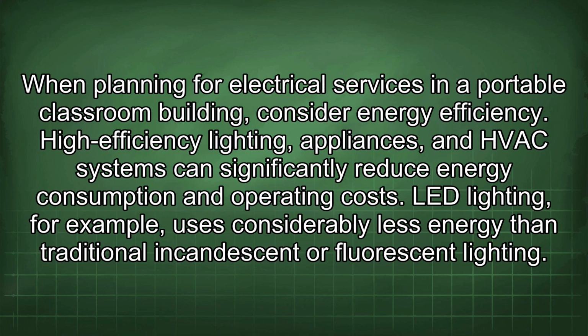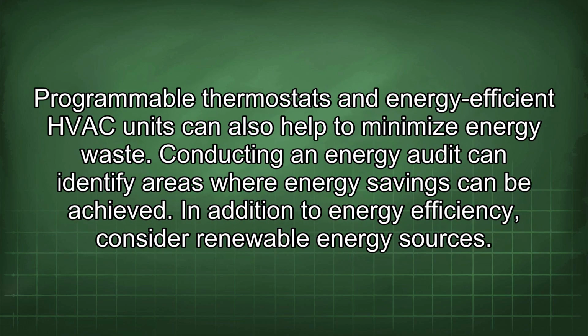When planning for electrical services in a portable classroom building, consider energy efficiency. High-efficiency lighting, appliances, and HVAC systems can significantly reduce energy consumption and operating costs. LED lighting, for example, uses considerably less energy than traditional incandescent or fluorescent lighting. Programmable thermostats and energy-efficient HVAC units can also help to minimize energy waste. Conducting an energy audit can identify areas where energy savings can be achieved.